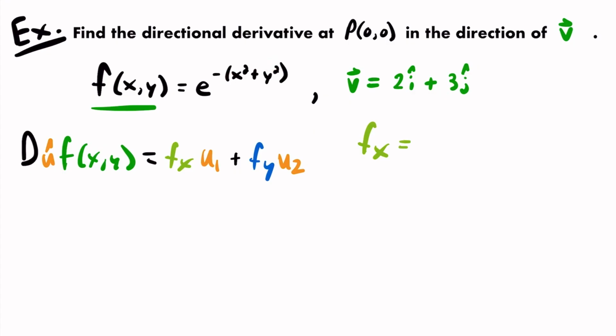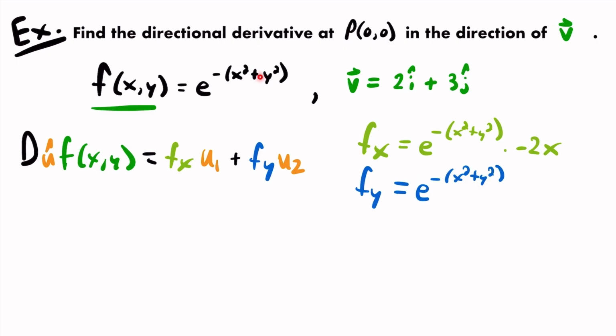So fx will be equal to e to the power of negative x squared plus y squared, and then you want to multiply by the derivative of that exponent. With respect to x, y squared is a constant, its derivative is 0, but then x squared, its derivative is 2x, but don't forget about that negative, so we get negative 2x. All right, and then for fy, you'll get a very similar derivative. You'll still have e to the power of negative x squared plus y squared, but then the derivative of that exponent with respect to y will be negative 2y. Right? x squared is a constant, its derivative is 0. The derivative of y squared with respect to y is 2y, but don't forget about this negative, so you get negative 2y. Okay, so those are the partial derivatives.